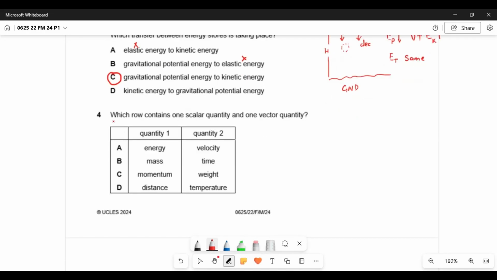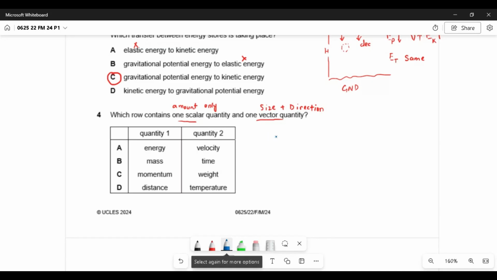Number 4. Which row contains one scalar quantity and one vector quantity? We know that a scalar quantity has a magnitude only, or size only, or amount only. So any scalar quantity doesn't need direction, but the vector quantity should have a magnitude, size, and a direction. Usually, we need to remember at least 4 to 5 scalar and 4 to 5 vector quantities.